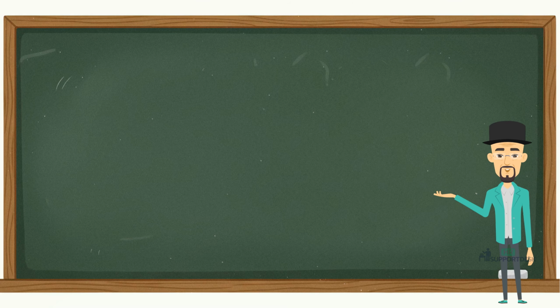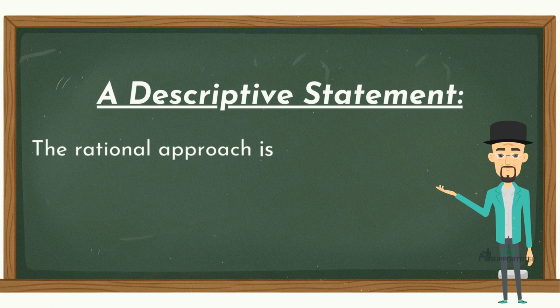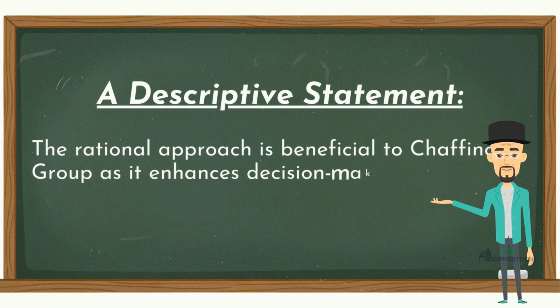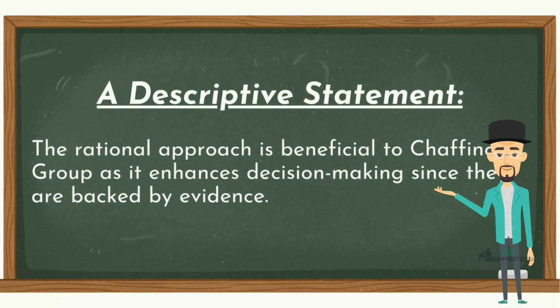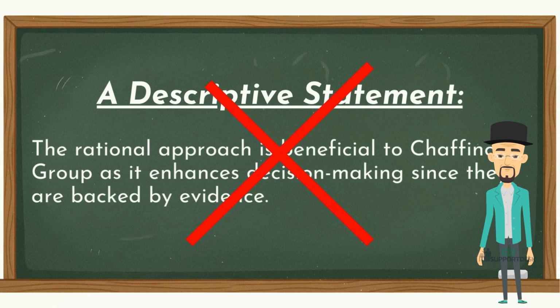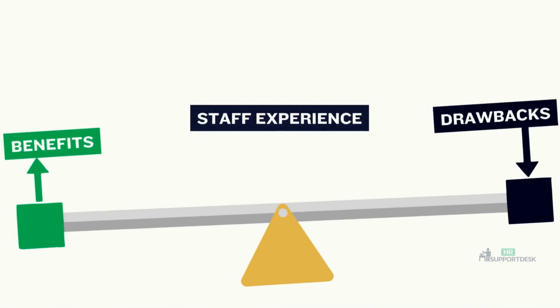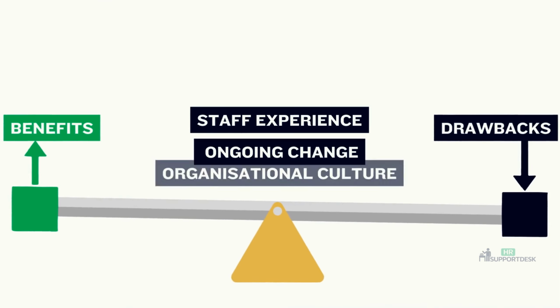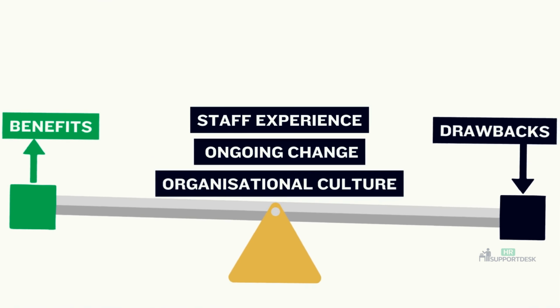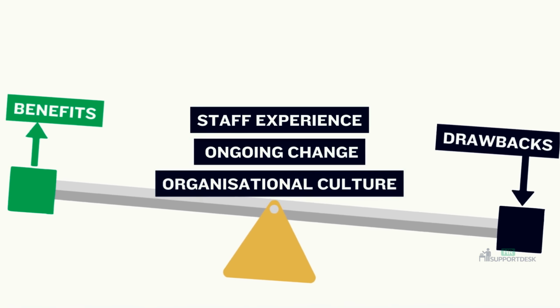Elaborate to detail how Chaffinch Group stands to benefit from applying the rational approach to their strategy formulation. Do not just say, the rational approach is beneficial to Chaffinch Group as it enhances decision-making since they are backed by evidence. This is too descriptive. Instead, ensure you are not merely describing but also critiquing the mentioned benefits and drawbacks. To properly critique, ensure you explain how the benefits or drawbacks might influence factors such as staff experience, the ongoing change, and organizational culture. This will help deepen your analysis and help you score a higher grade.